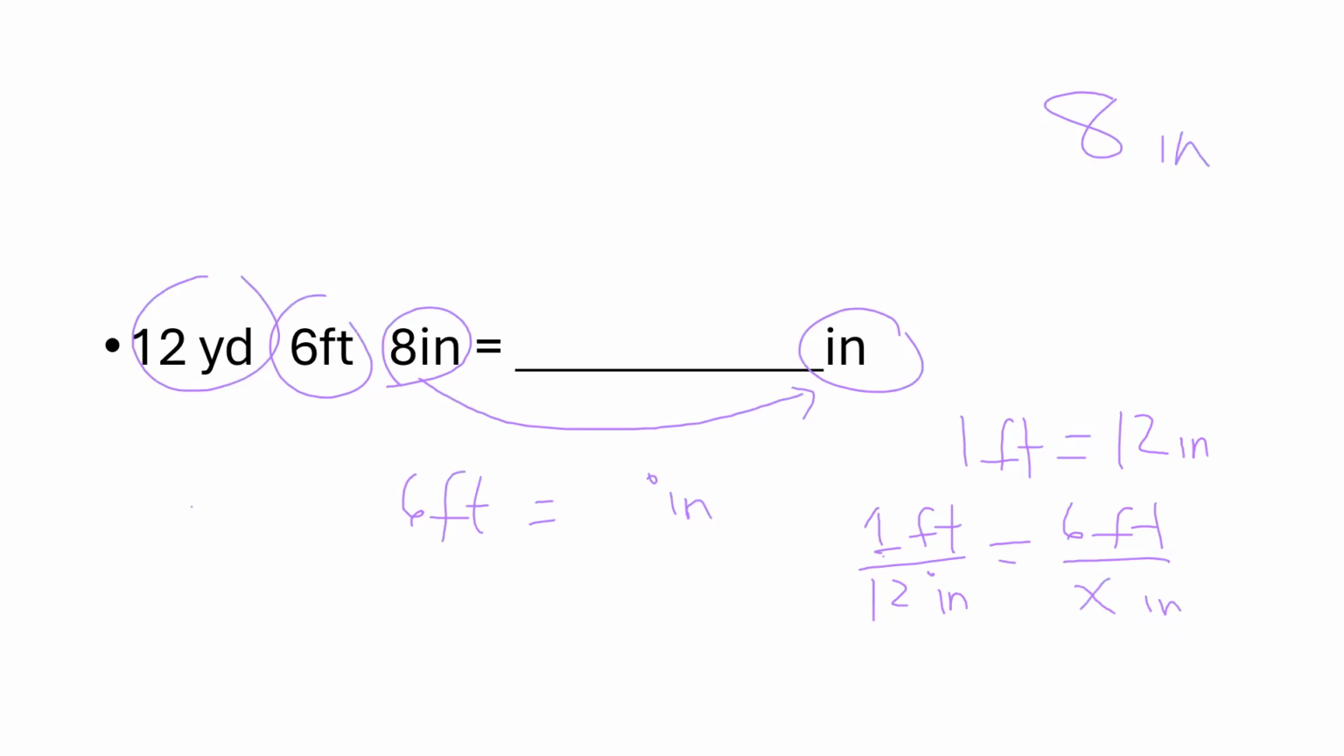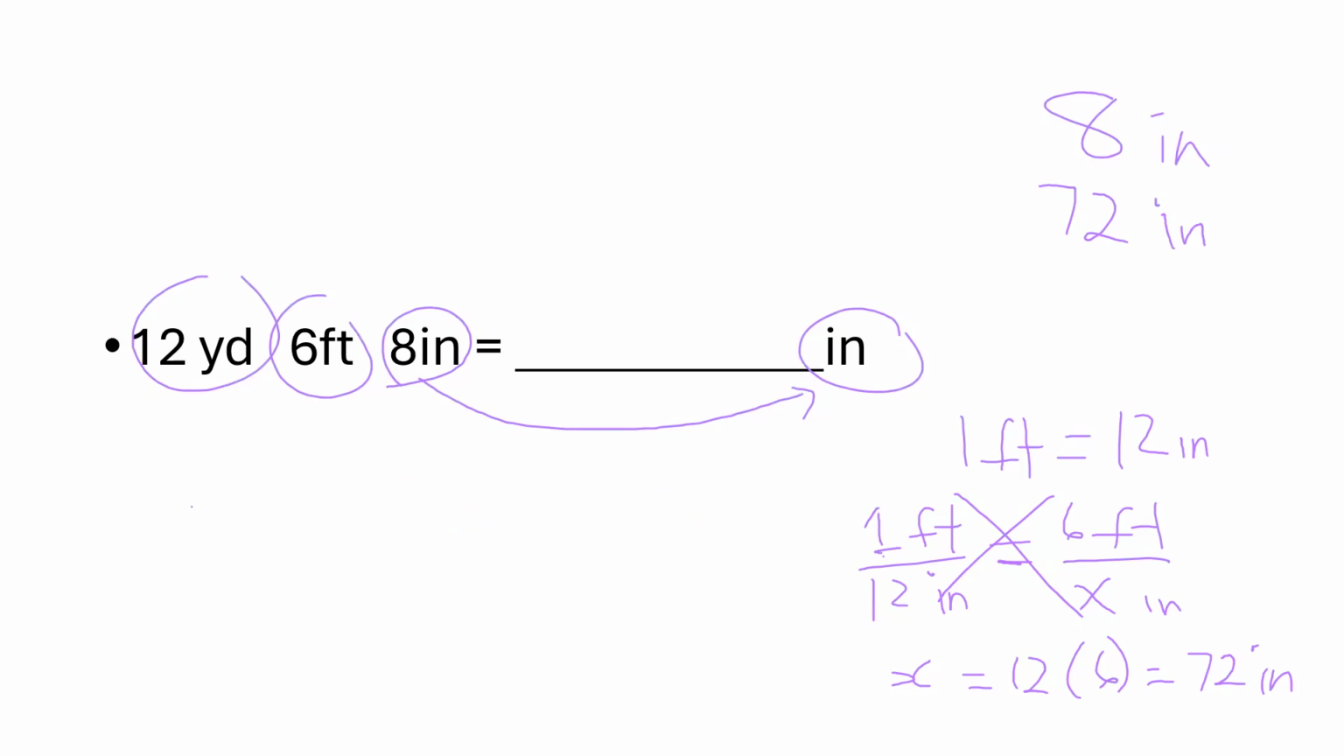And because I have an equal between the two fractions, I cross multiply. When I cross multiply, I have 1 times X, which is X, equals 12 times 6. And that gives me 72 inches. So now I've been able to change 6 feet to 72 inches. So I've got 8 plus 72, which is 80 inches. But I have to also convert the yards to inches.